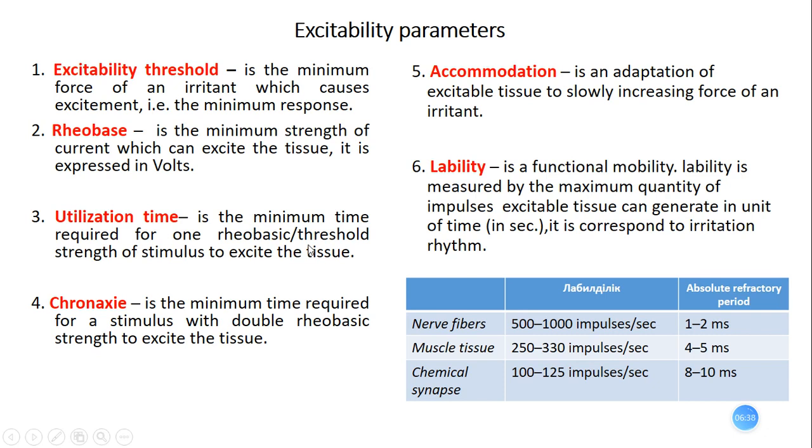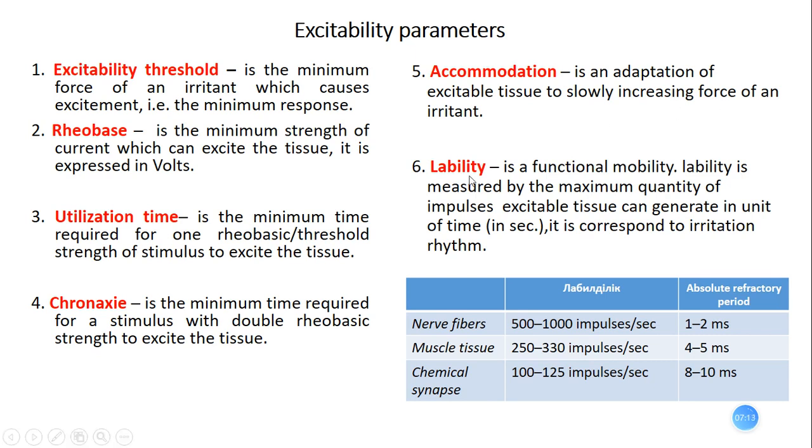So you notice chronaxie will be quicker, that is, smaller than the utilization time. Again, we have accommodation. Accommodation is the adaptation process of excitable tissue to a slowly increasing force of an irritant. If we increase the force of an irritant slowly, the tissue cannot recognize the increasing level of irritation, and it will give the same response.